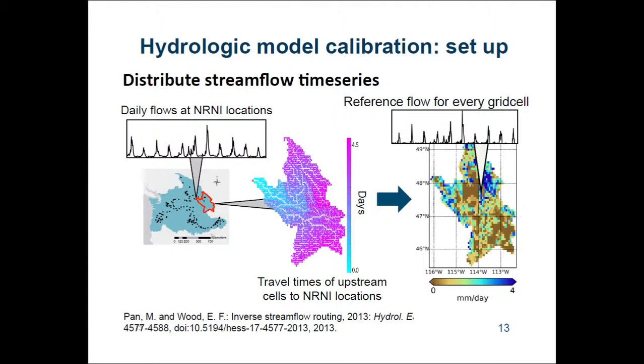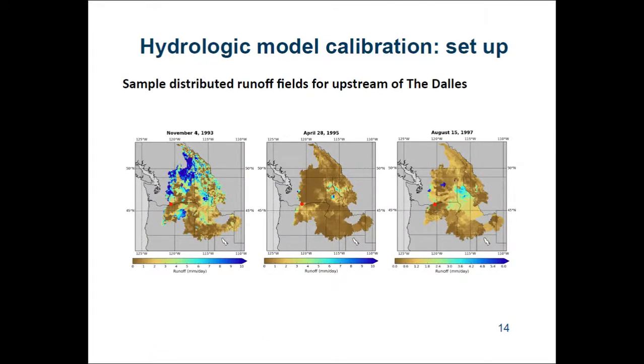All of a sudden, at every one of these pixels that you see here on the right, we have a time series for our calibration period, water years 1992 through 2001, which is very useful. Here, these are just 3 sample days in our calibration period for the area upstream of The Dalles.